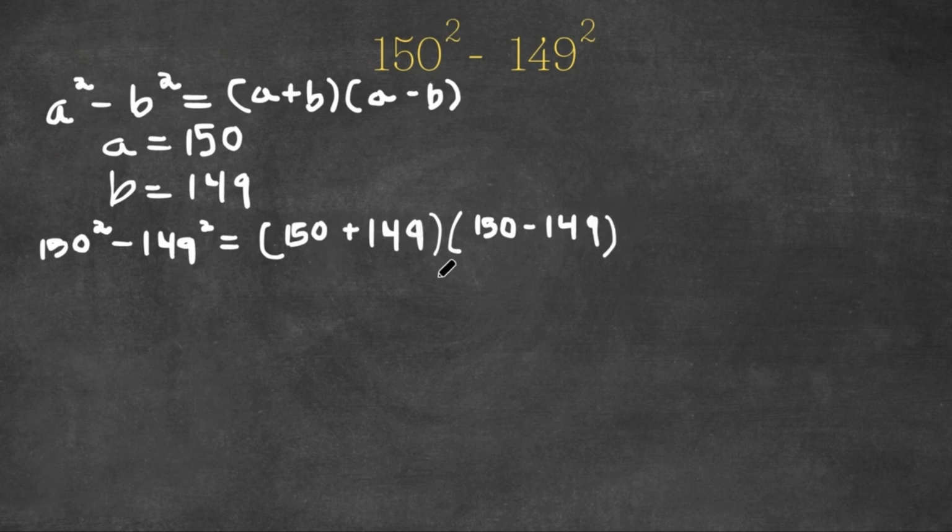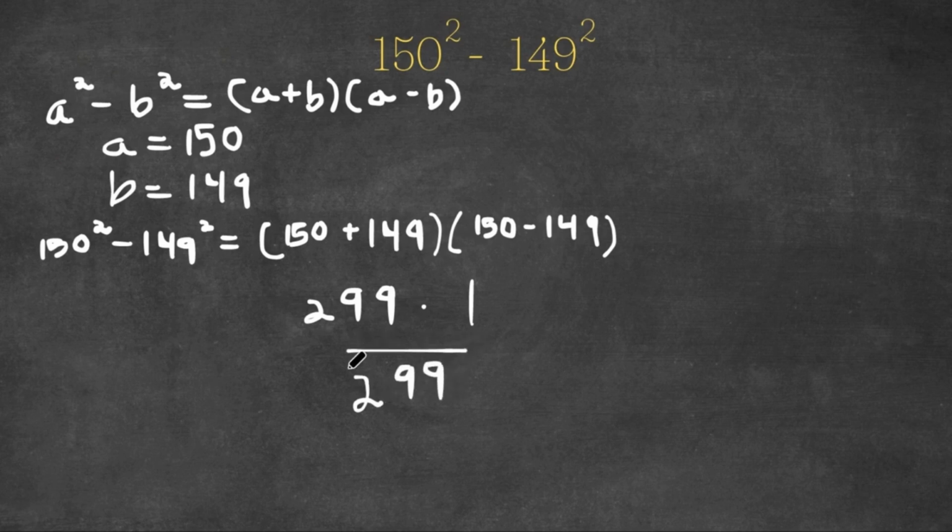Now 150 plus 149, well, this is going to be 299. Multiplying this with 150 minus 149, well, this is going to be 1. And 299 times 1 is simply just 299. So 299 is our answer.